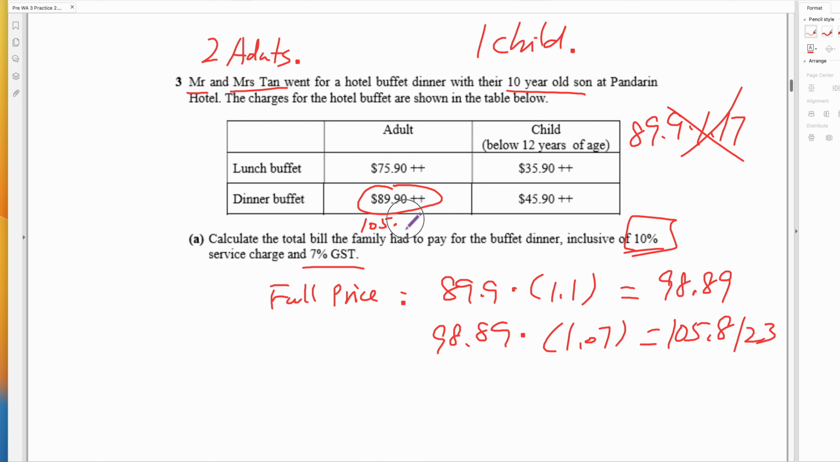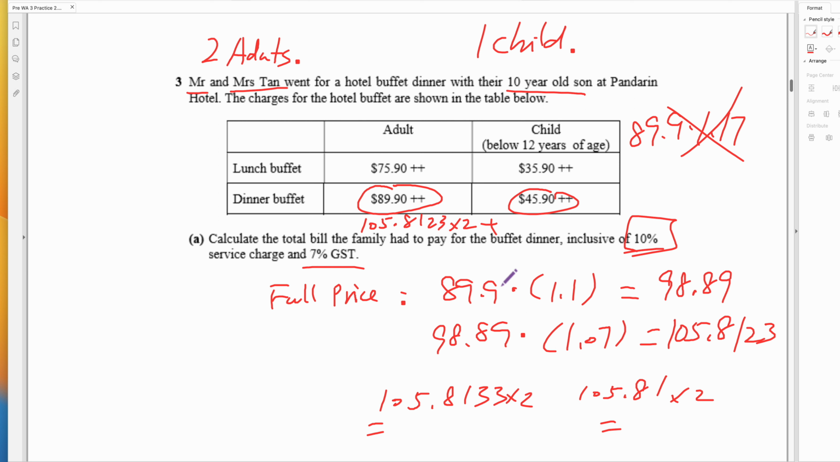Then you have to times 2. Okay. So what I'm trying to tell you here is let's say it's 105.8133. Then you round it off, it's 105.81, right? You times 2. You compare. It's different. So don't round off in the intermediate step. Okay. So do the same thing for the child and then later after that add.